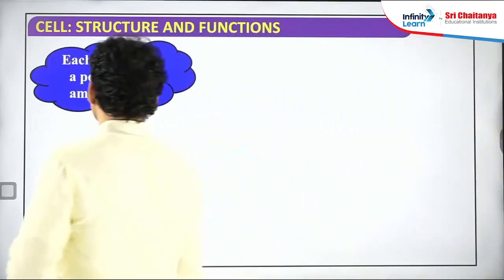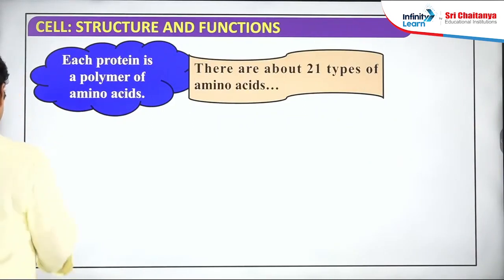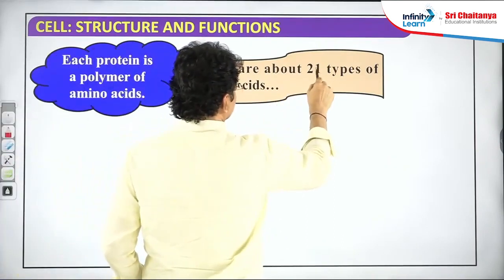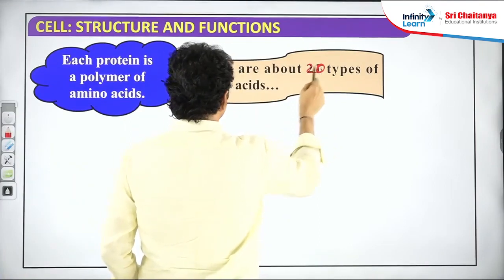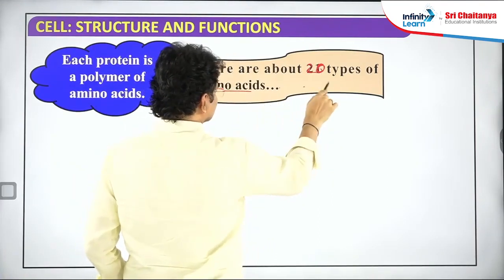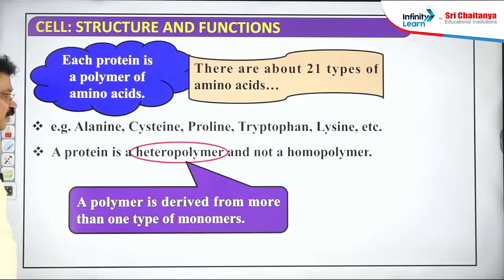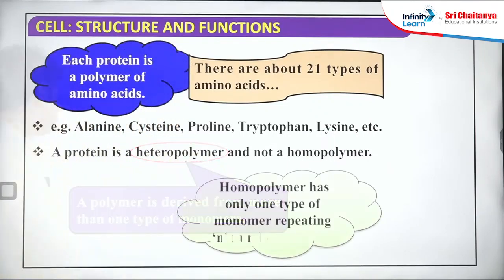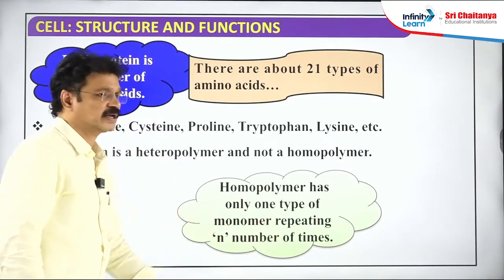Each protein is a polymer of amino acids. There are about 20 types of amino acids, 20 types, not 21. These 20 types of amino acids are involved in the synthesis of proteins. As you learned, protein is an example of a heteropolymer, not a homopolymer. Whereas in homopolymers, only one type of monomer repeats n number of times.